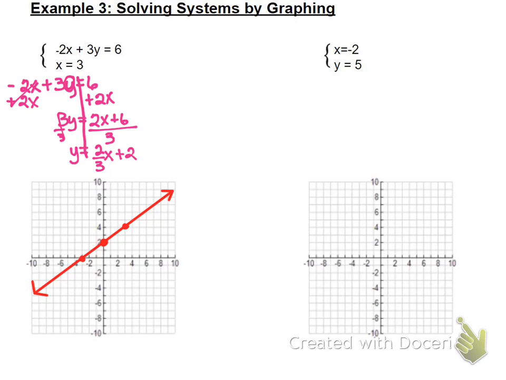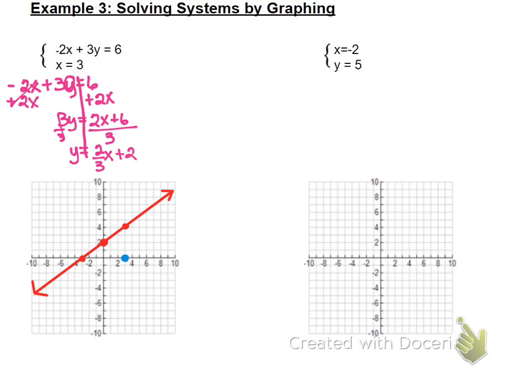Okay, now, can I take x equals 3 and write it as a system? No. Can I plot and draw a line that represents x equals 3? So where would I plot the point for x equals 3? On which axis? Yeah, so for x equals 3, I just plot the point on x.